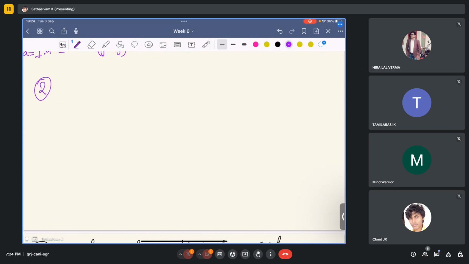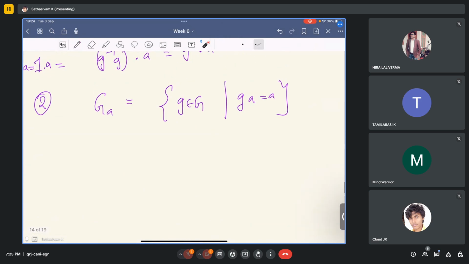Okay, second one. What is G_A? This is the set of all g in G such that g·a equals a. So in this case, you see that a is fixed here. So let's try to prove it.